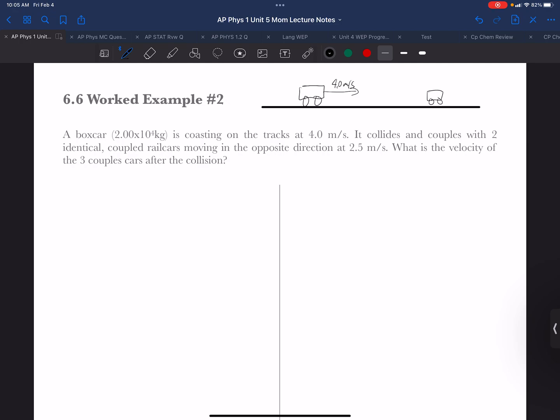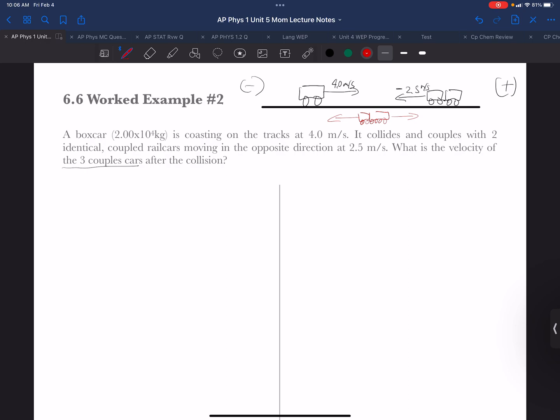So there are two identical rail cars that are already coupled, moving in the opposite direction at 2.5 meters per second. Aha, so that tells us the velocity is negative. We can make this positive and this negative, and now we have our scenario. These two things are going to collide with each other. The three coupled cars. So what we know afterward is all three of them are stuck together, and they're either moving in that direction or this direction.